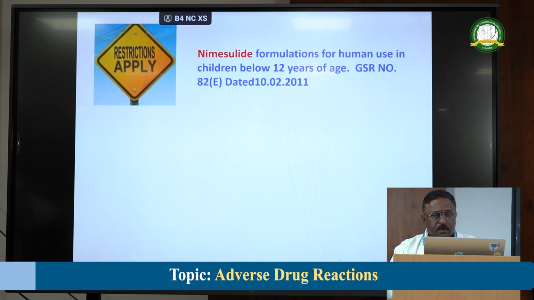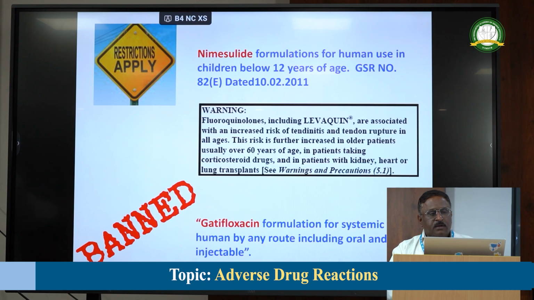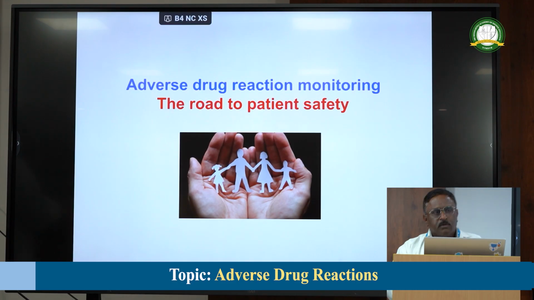Some of the drugs which are banned, like nimesulide and gatifloxacin, you are already aware of. These drugs were banned because of reporting. Reporting is very much essential. It is all your responsibility to go through this. Any time a reaction happens, please do report to the pharmacovigilance unit. Adverse drug reaction monitoring is a road to patient safety.